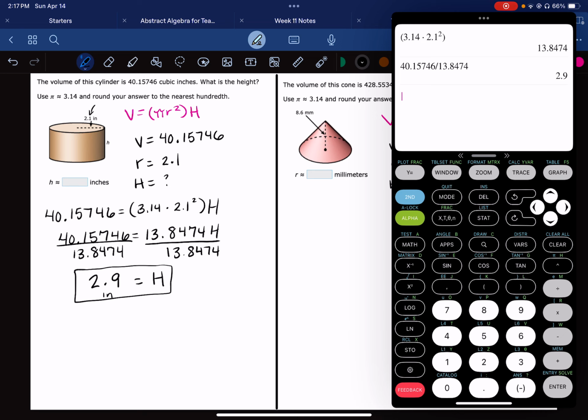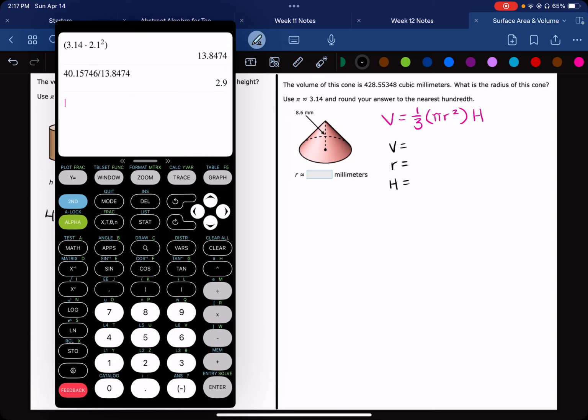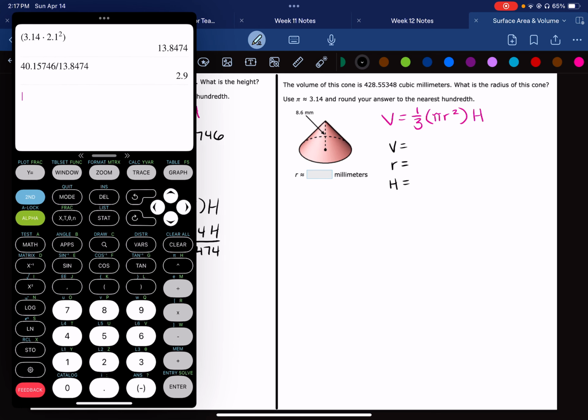We're given inches in this problem. Okay, that's finding the height of a cylinder given we know its volume. Stay tuned, there's one more video where we're going to do the problem on the right side, where we look at, I believe, finding the radius of the cone given its volume.